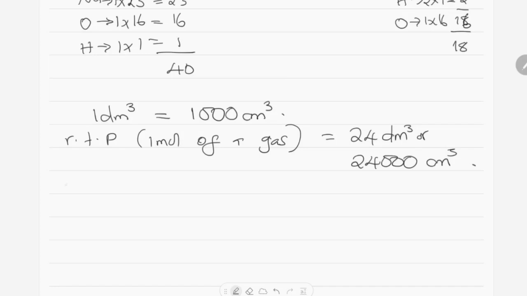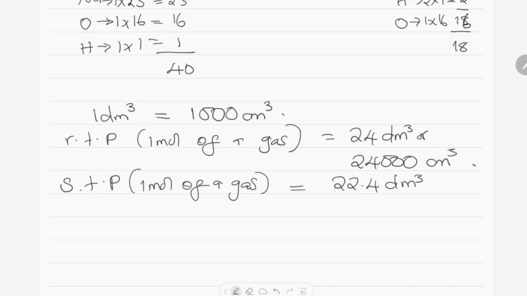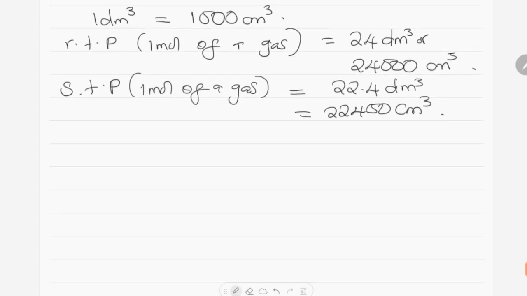Now, this is at room temperature and pressure. How about at standard temperature and pressure? 1 mole of a gas occupies 22.4 decimeter cubed, or 22,400 centimeters cubed. Note that.